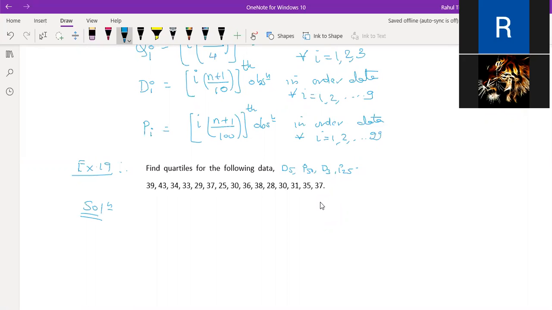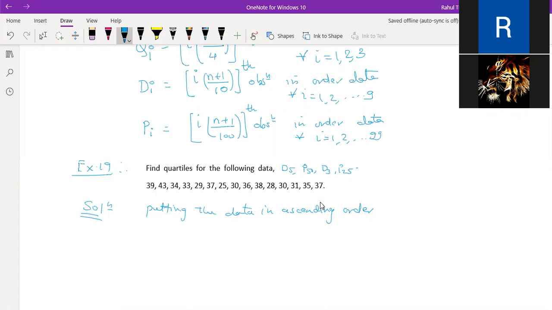First, very important, you have to put the data in ascending order. You need to understand properly. You have to put the data properly in order. If you miss out any one data value, then your entire answer is going to be wrong. So be sure that you have taken all the data properly.